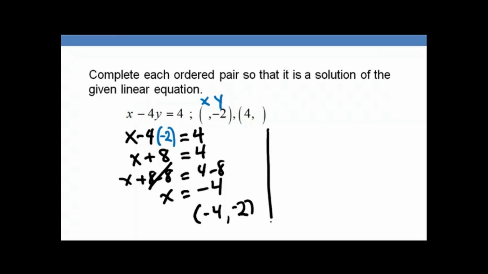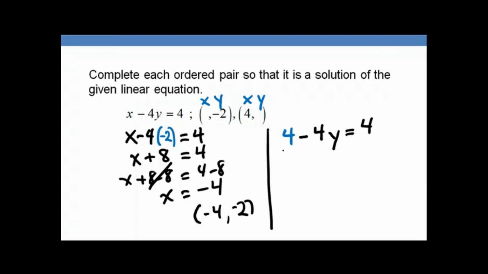Right, let's try one more. For the second one, they are giving us the x coordinate. They missed the first one, so we're going to go back to the original and plug it in. So we have x, which is 4, minus 4 times our y, which we don't know, equals 4. So we plugged in the 4. That's what we knew. We did not know y. We're going to force it to be true.